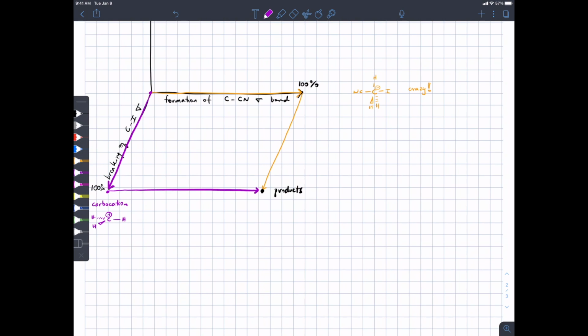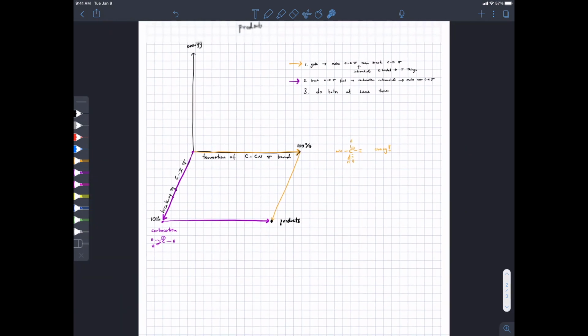This kind of illustrates an interesting point. Remember, thermodynamics don't care about mechanism. They care about starting point and ending point. So we've got two very different mechanistic hypotheses. They start at the same point. They end at the same point. The energy differences that we might measure between starting materials and products would not tell us at all whether the reaction had proceeded through either of those pathways.